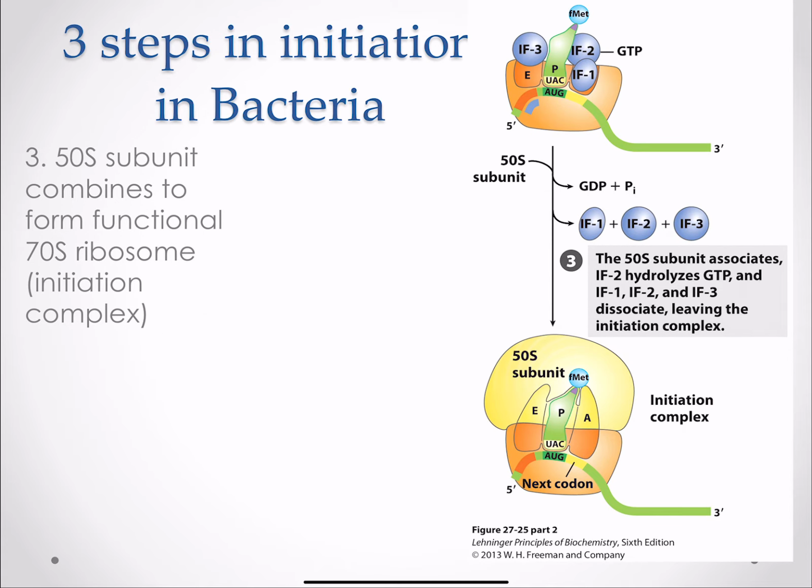Next, the 50S subunit comes in, and this is going to initiate the release of these initiation factors. When this is happening, the GTP bound to initiation factor 2 gets hydrolyzed, and the GDP and inorganic phosphate will be released. All 3 initiation factors are released, and you are ready for elongation.